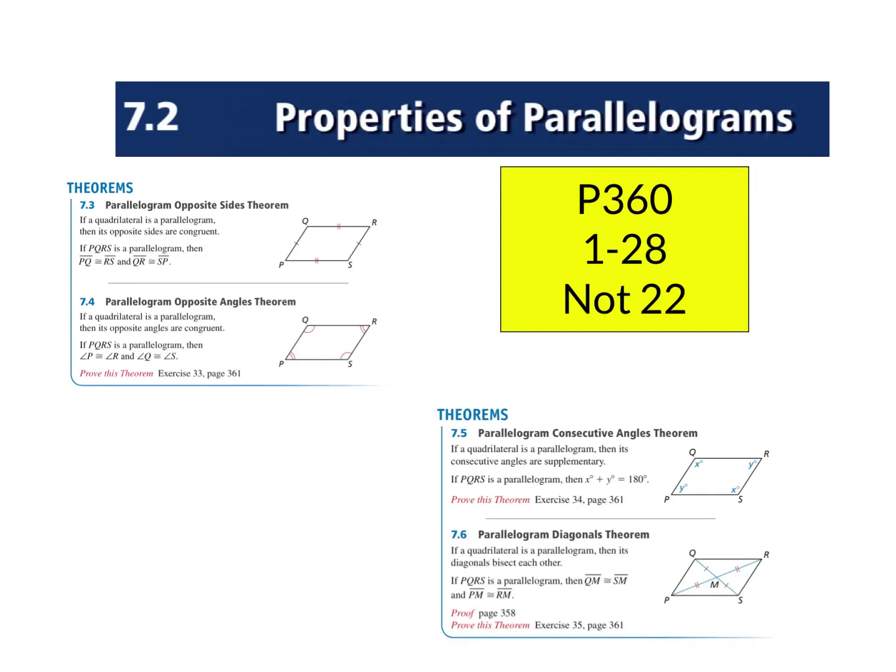Okay, properties of parallelograms. The parallelogram opposite sides theorem says that if you have a parallelogram, then the opposite sides are equal. Okay, so that does not mean that PQ is equal to QR. Opposite sides are equal. So QR is equal to PS.